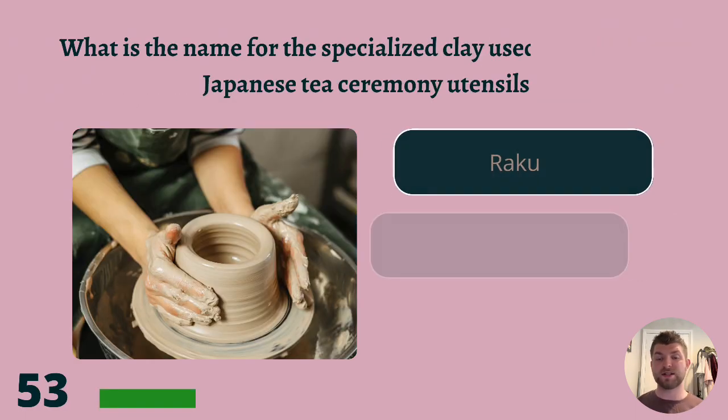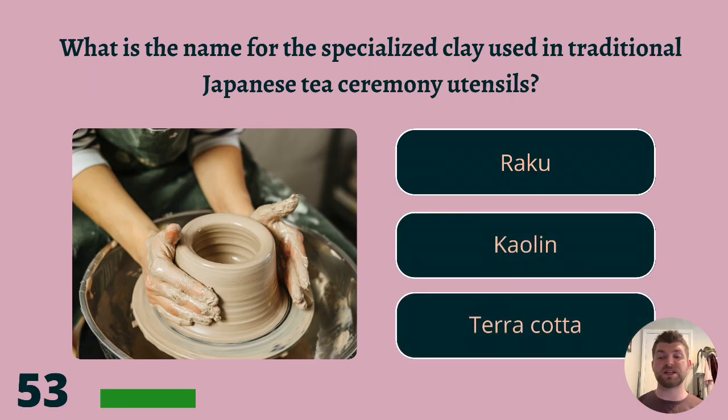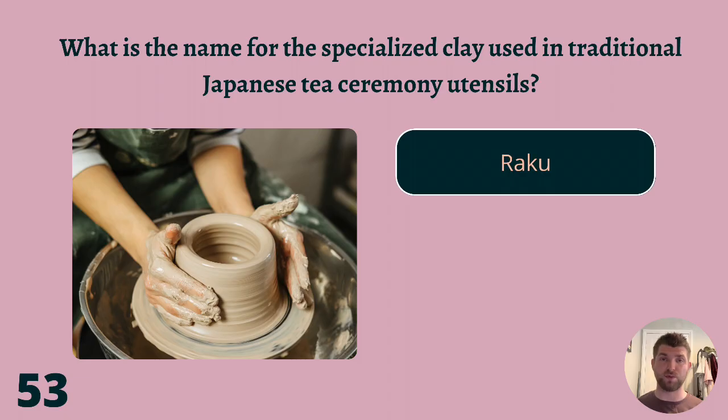53. What is the name for the specialised clay used in traditional Japanese tea ceremony utensils? Raku, kaolin, or terracotta? The correct answer is raku.